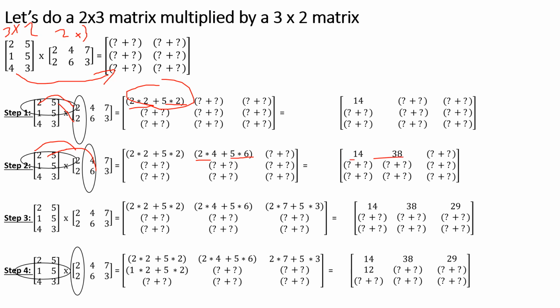Now I'm going to do the first row. I didn't circle it here. First row times the third column. 2 times 7 is 14. And then 5 times 3 is 15. And 14 plus 15 is 29.